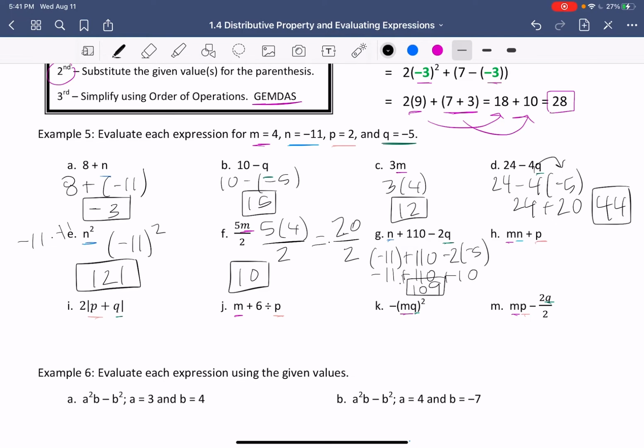All right, let's look at H. So we have mn plus p. So it's going to be m times n, which is 4 times negative 11, plus p, which is plus negative 2. So 4 times negative 11, that's going to give us negative 44. Plus negative 2 is going to... wait, is that right? Oh, I don't know why I wrote negative.